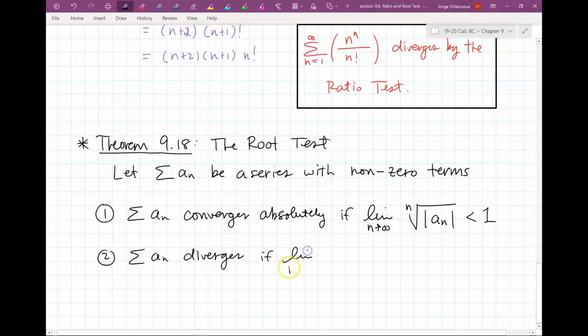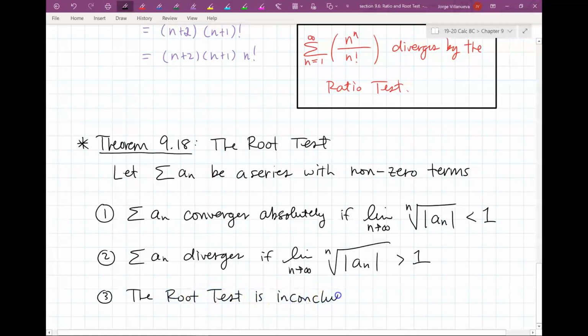if the limit as n approaches infinity of the nth root of the absolute value of a sub n is greater than 1. So notice, same definition as the ratio test, just a different way to test it, right? They're using the nth root. And the third one, you can probably guess, the root test is inconclusive if the limit as n approaches infinity of the nth root of the absolute value of a sub n is equal to 1.